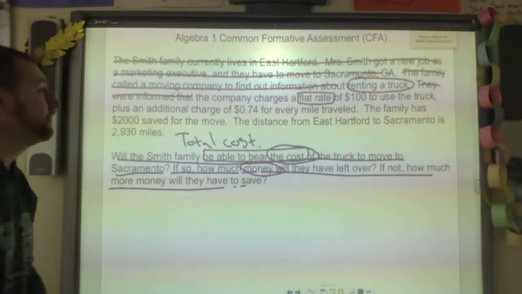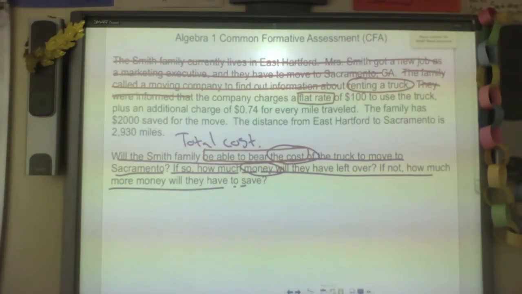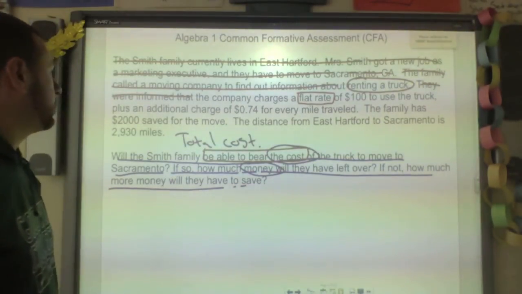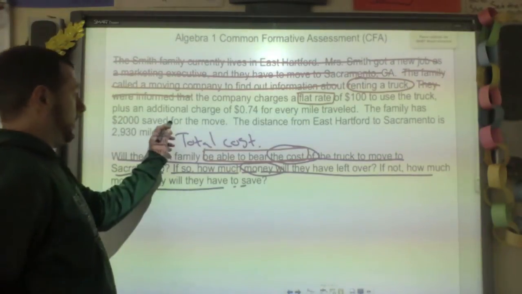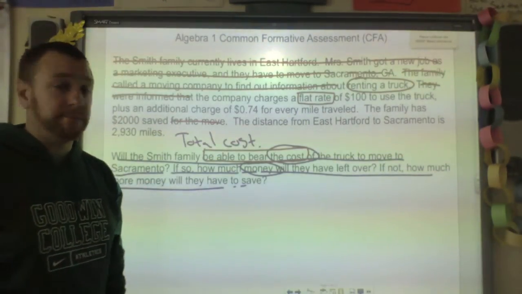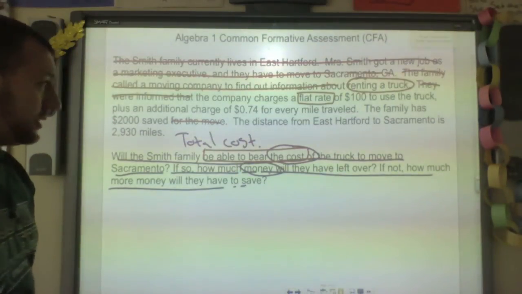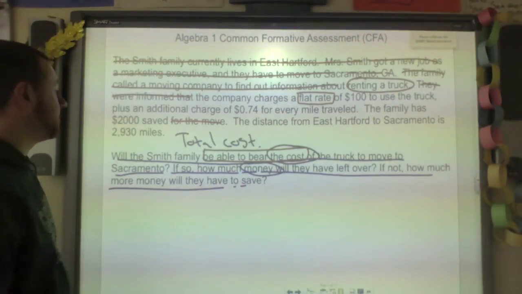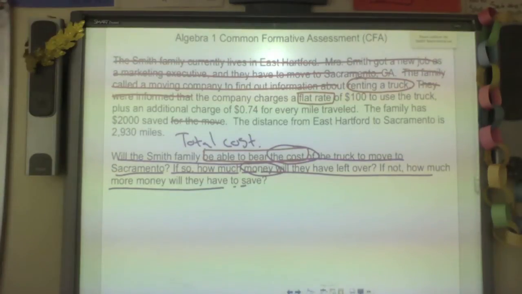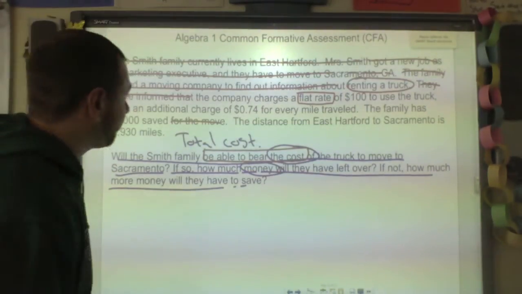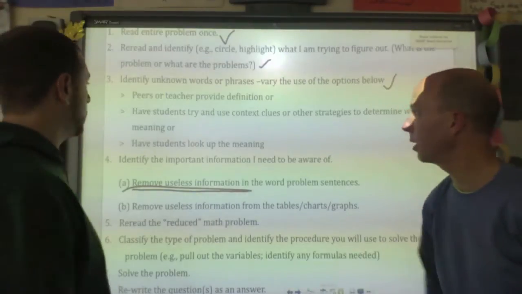It's the company. Good. Company charges a flat rate of $100 to use a truck. That's definitely important. Plus an additional charge of 74 cents per mile. Very important. The family has $2,000 saved. That sounds important. We don't care for the move. The distance from East Hartford to Sacramento. That's definitely important. How far? Yes, that is definitely important. And again, on the problems, we've kind of already highlighted those. Those are all important information. Very important. So that, as simple as that was, is step 4.